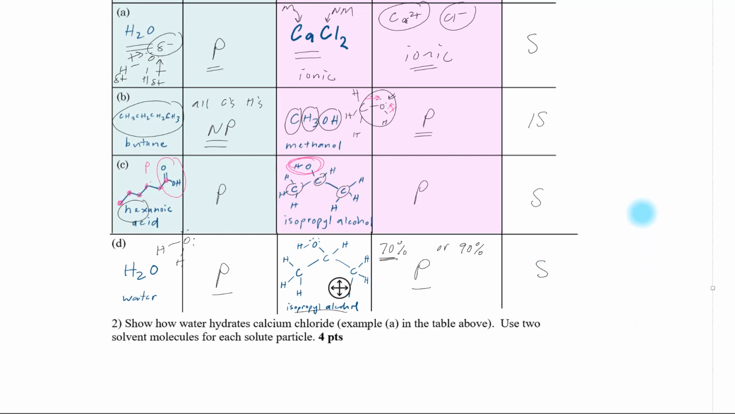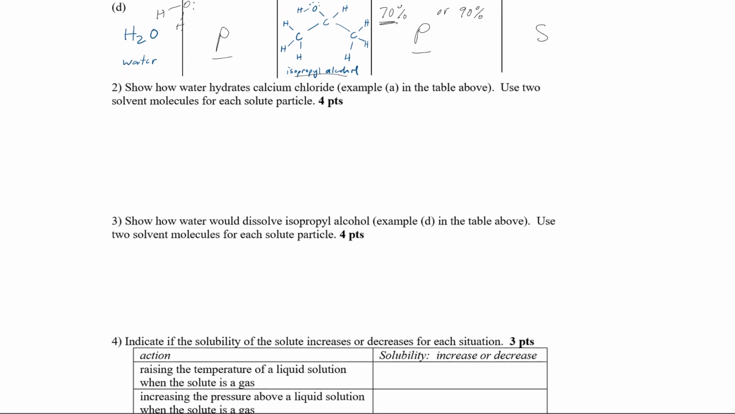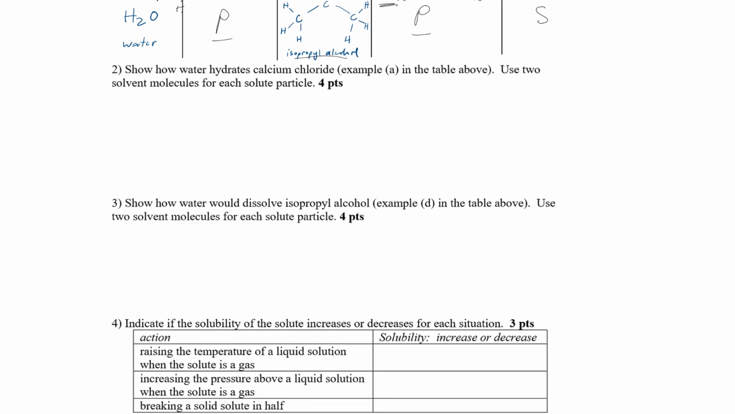All right, so on to the next question here. So let's go to number 2. So it says, show how water hydrates calcium chloride. Example A in the table above. So I mentioned this a minute ago. So here's our cation. Here is our anion. And it says to use 2 solvent molecules for each solute particle. So if you watch the old lesson on this, the lesson on solubility.